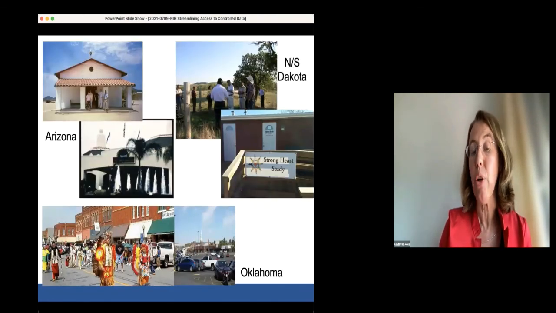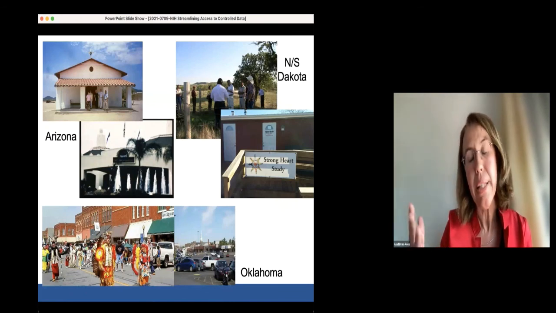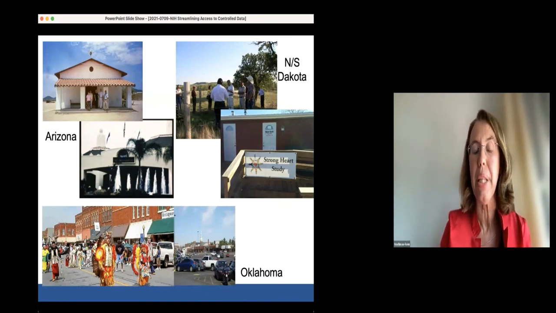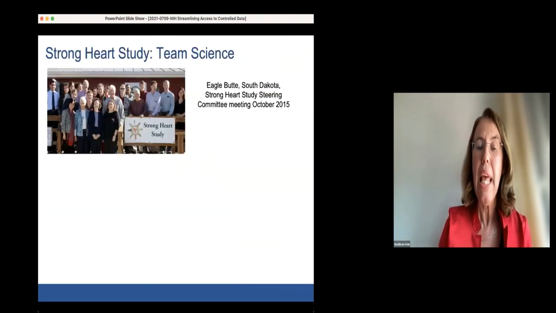The tribes and the communities, the participants are in Arizona in the Southwest, in North and South Dakota, in the Northern Plains, and in Oklahoma. These communities are very different. They have different traditions, different cultures, geographically are very different. Some in the Dakotas are very rural, very spread. In Arizona, they are close to Phoenix. They've seen relatively more economic development in recent years. In Oklahoma, they are in urban areas, but they still keep their very strong traditions and culture.